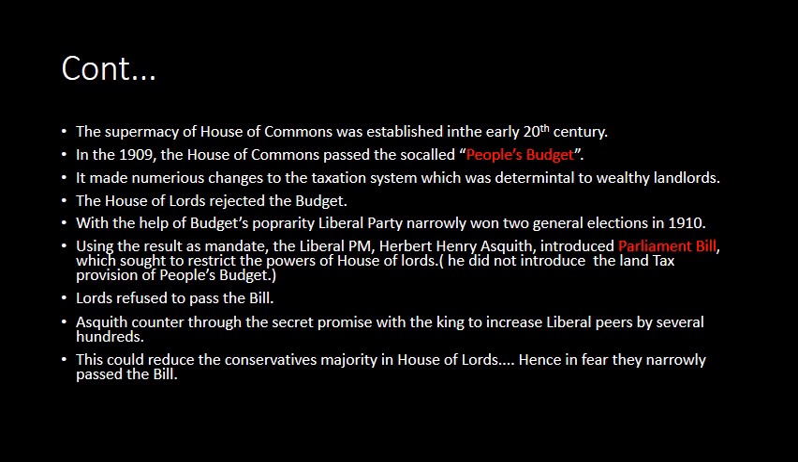However, Asquith did not include the land tax provision of the People's Budget in this bill. As it was curtailing the powers of the lords, the lords refused to pass the bill. And Asquith counter-attacked the lords through a sacred promise with the king to increase Liberal peers by several hundreds. The increase in Liberal peers by several hundreds could easily reduce the Conservatives' majority in the House of Lords. So in fear of a reduction in their majority, the House of Lords narrowly passed the bill. So at that point, the curtailing of the powers of the House of Lords started.